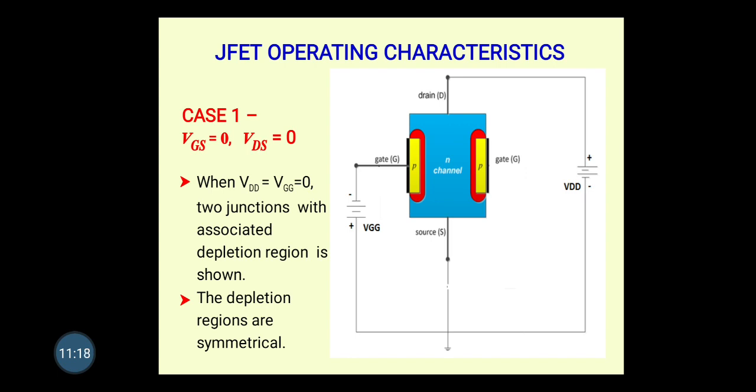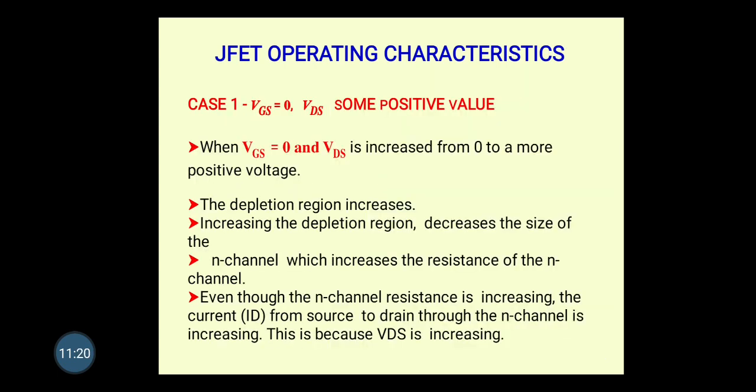So the depletion region formed is symmetrical. But now the next case is, we are going to keep VGS at 0 only, and we are going to increase the VDD value. So if VDD, that is the drain voltage, is increased from 0 to some positive voltage, then the depletion region will increase.